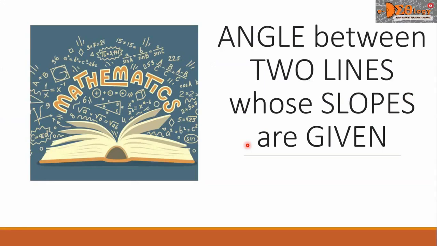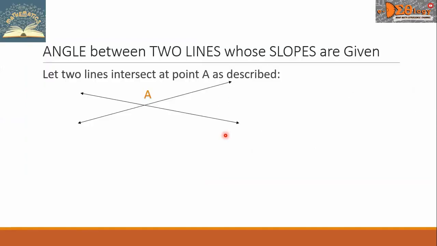Hi everyone. Today we're going to study angle between two lines whose slopes are given. Let two lines intersect at point A as described. Here we have two lines intersecting at a point, and this is the point A.